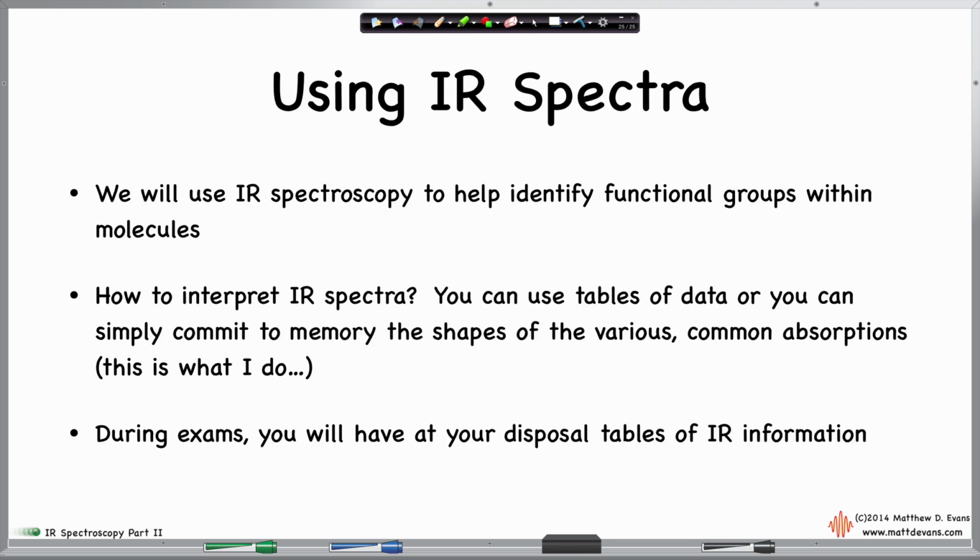Using IR spectra, we're going to use this in tandem with NMR spectra and mass spectrometry to identify functional groups, but also figure out structures. So how do we interpret? Well, we just talked about this.